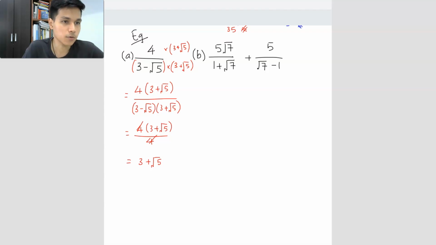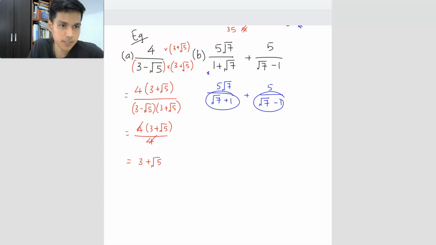Now let's look at the B question. So same thing, we are going to multiply. On the left hand side, I'm going to multiply by... This one actually you can rearrange. You rearrange it, it looks like this: 5 surd 7 over surd 7 plus 1 plus 5 over surd 7 minus 1. So why am I doing this? Because I just want to make it the same format. Surd in front, then the number behind.